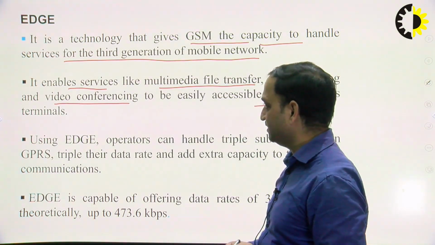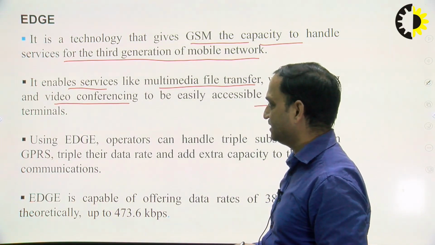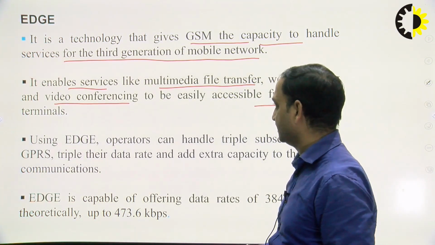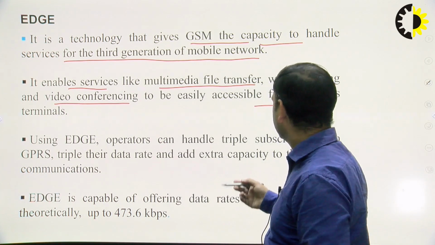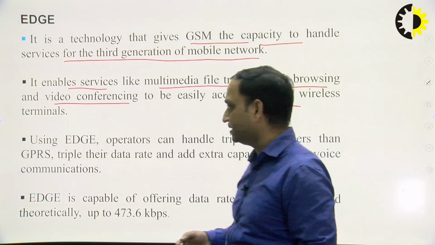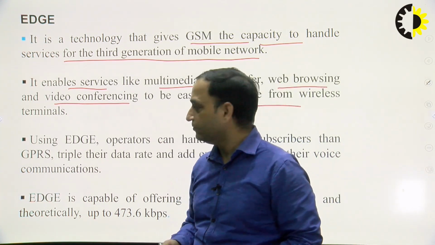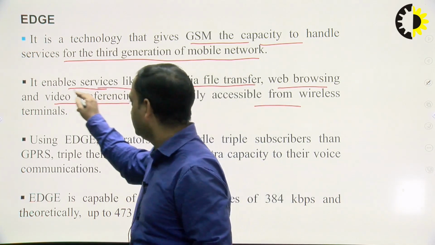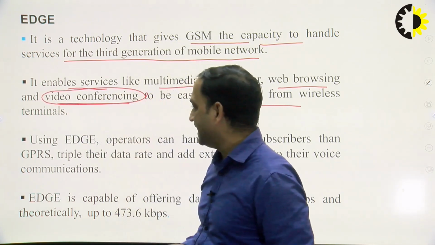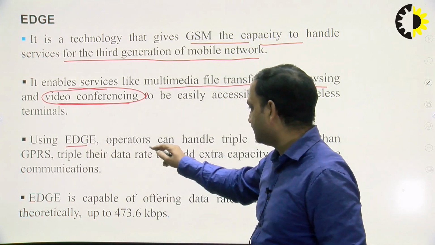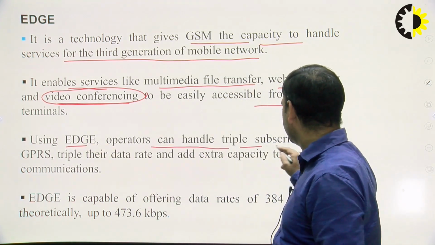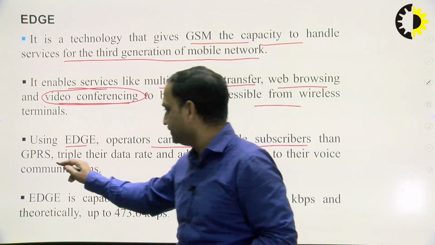These are the very important applications of the EDGE network deployment: multimedia file transfer, then web browsing, that is internet, and then video conferencing. Video conferencing is another unique feature which occurred in the EDGE system. So using EDGE, operators can handle triple the subscribers than with GPRS.